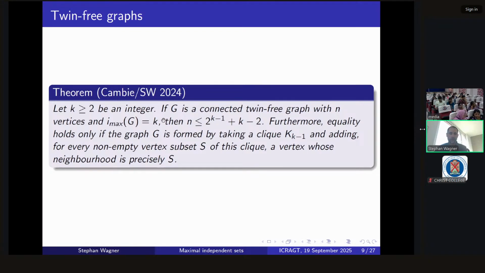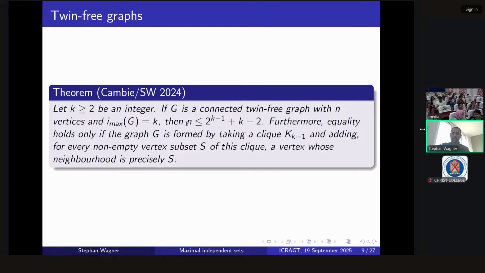So if I take a connected twin-free graph, and I know that there are exactly k maximal independent sets, I have a bound on the number of vertices. The number of vertices is then at most 2^(k-1) + k - 2. And there is a case of equality, and I will show it in a moment, that you reach if the graph is precisely a clique, a complete graph of order k-1, with some vertices added. Specifically, for every subset of the clique, I add one vertex whose neighborhood is exactly that subset.